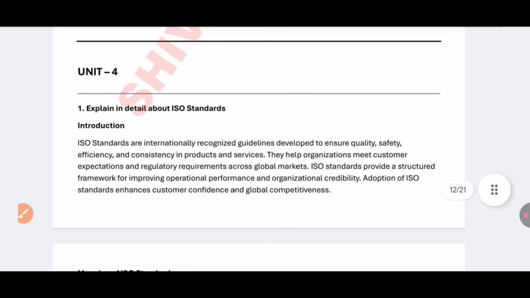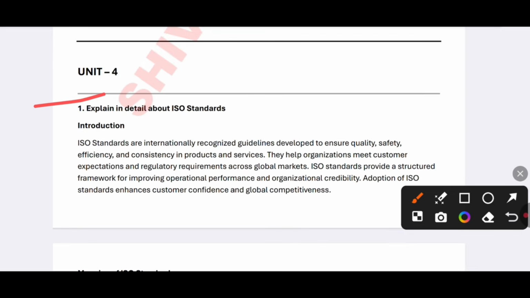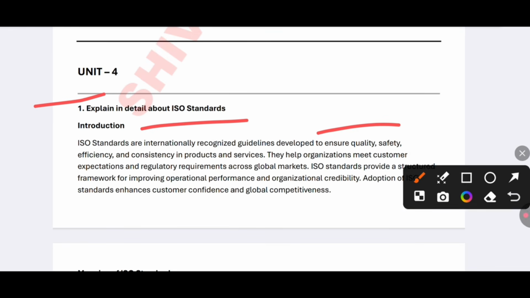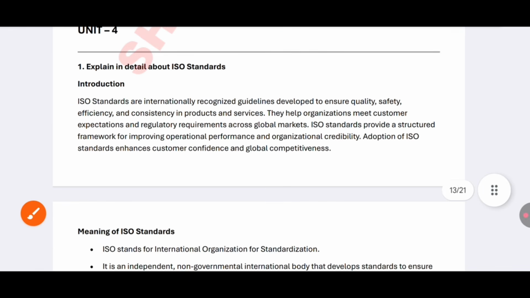So the first important question from unit number 4 is: explain in detail about ISO standards. Most important concept. Even for ISO standards they will ask for 2 marks also. So ISO standards are internationally recognized guidelines. Why has it been developed? To ensure quality, safety, efficiency and consistency in products and services. While distributing products and services, to maintain guidelines and follow the rules, these ISO standards are internationally recognized.